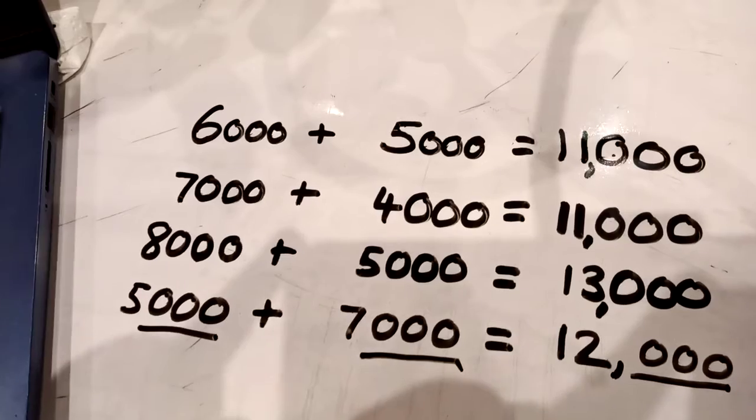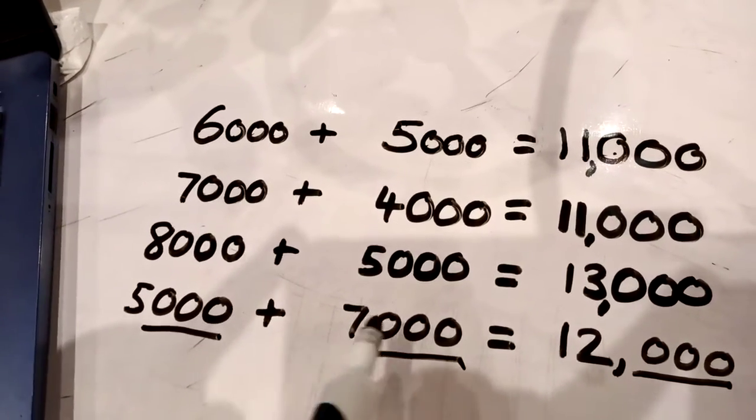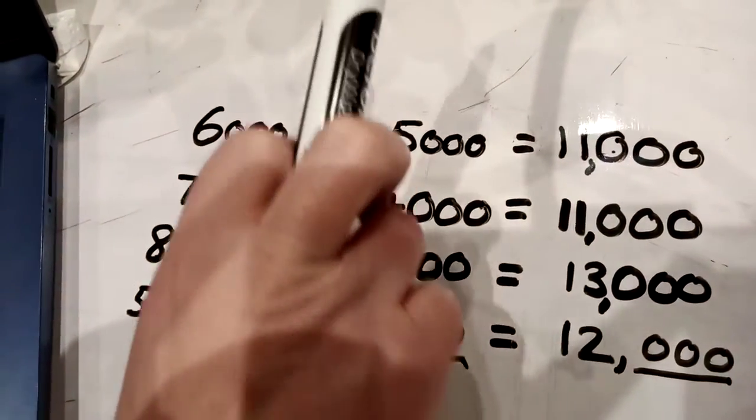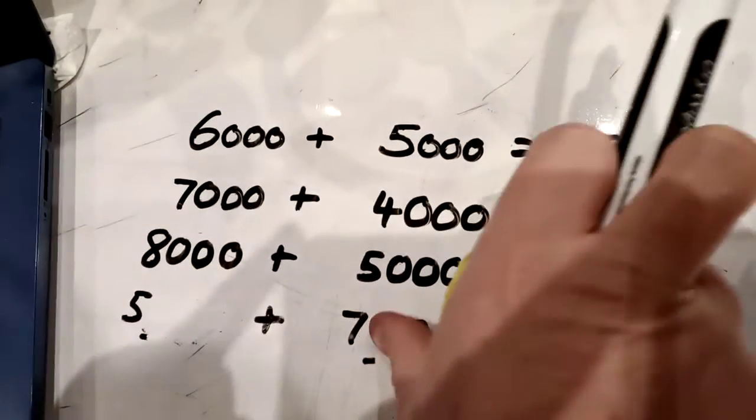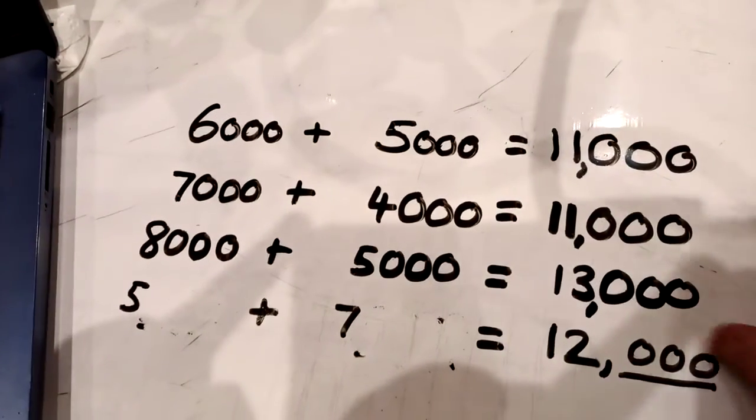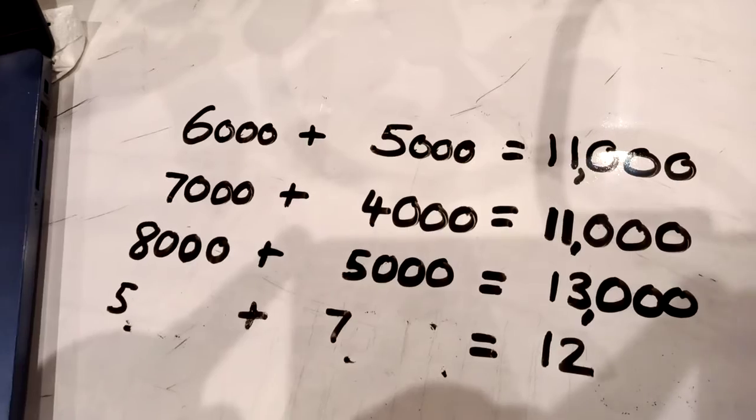Okay, so that's the strategy for adding big numbers. Just pretend they're smaller numbers and then make sure they are 1,000, 100 or 10 times bigger. Okay.